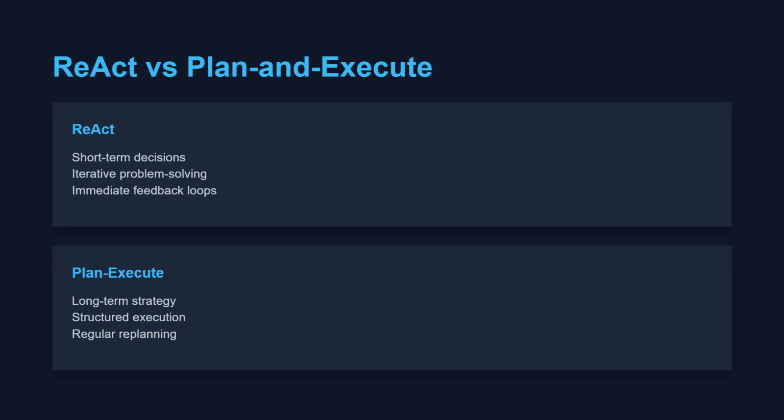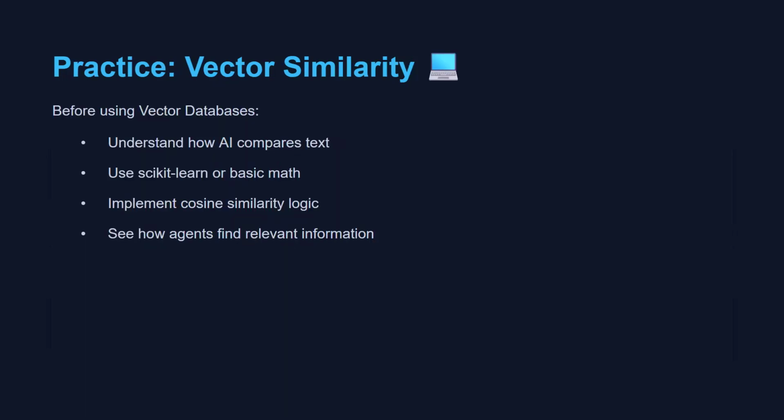Now, if we try to find the difference between ReAct versus plan and execute, to give you some examples, ReAct uses short-term decisions, and plan and execute uses long-term strategies. ReAct is iterative problem solving, whereas plan and execute is structured execution. In ReAct, you'll get immediate feedback loops, whereas in plan and execute you'll get regular planning.